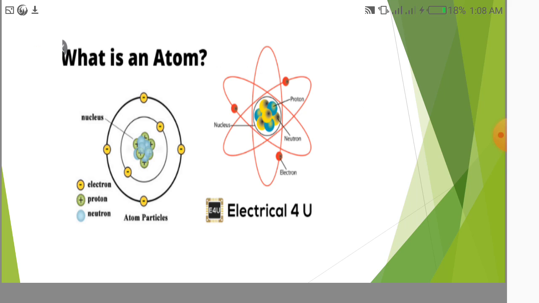For example, hydrogen is the simplest atom. It has only one proton and one electron. Next is helium. Helium has two protons, two electrons and two neutrons. The third one is lithium. Lithium has three protons, three electrons and four neutrons.